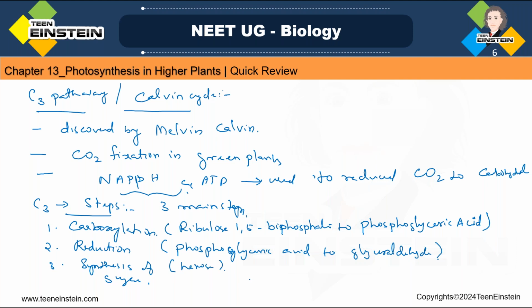hexose sugar that is getting synthesized, or regeneration of RUBP. Regeneration of RUBP. That is the third step. So all these are the steps. C3 pathway involves three major steps. First one is carboxylation, then reduction, then the synthesis of sugar.